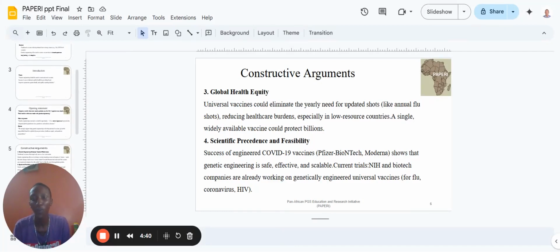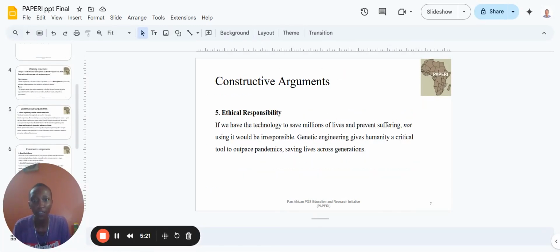Our fourth constructive argument was scientific precedence and feasibility. The success of engineered COVID-19 vaccines like the Pfizer-BioNTech and Moderna vaccines show that genetic engineering is safe, effective, and scalable. Current trials from the NIH and biotech companies are already working on genetically engineered universal vaccines for flu, coronavirus, as well as HIV.